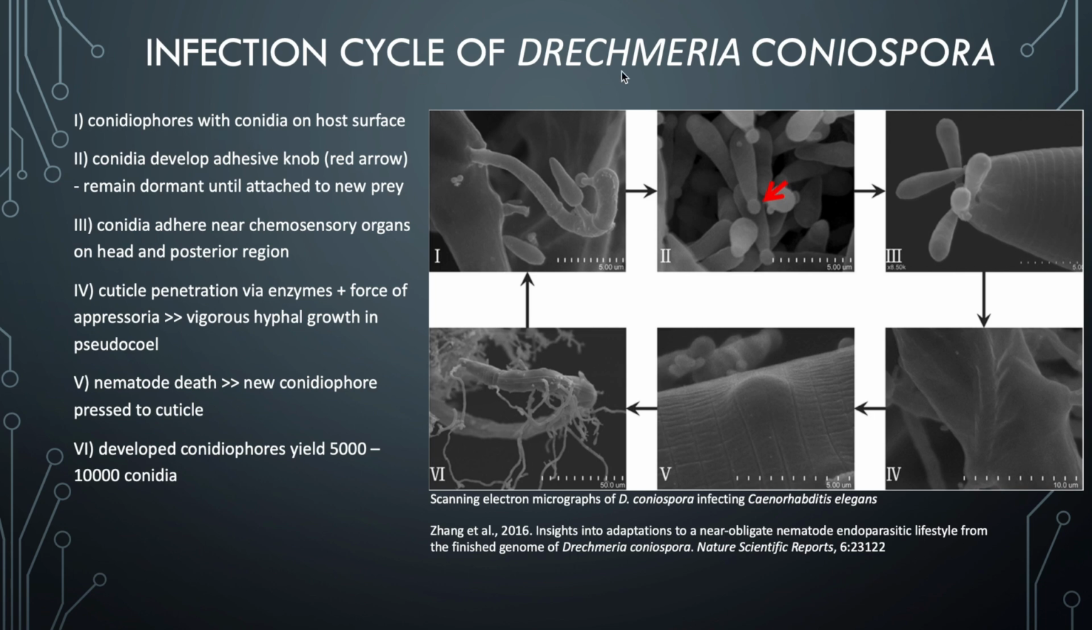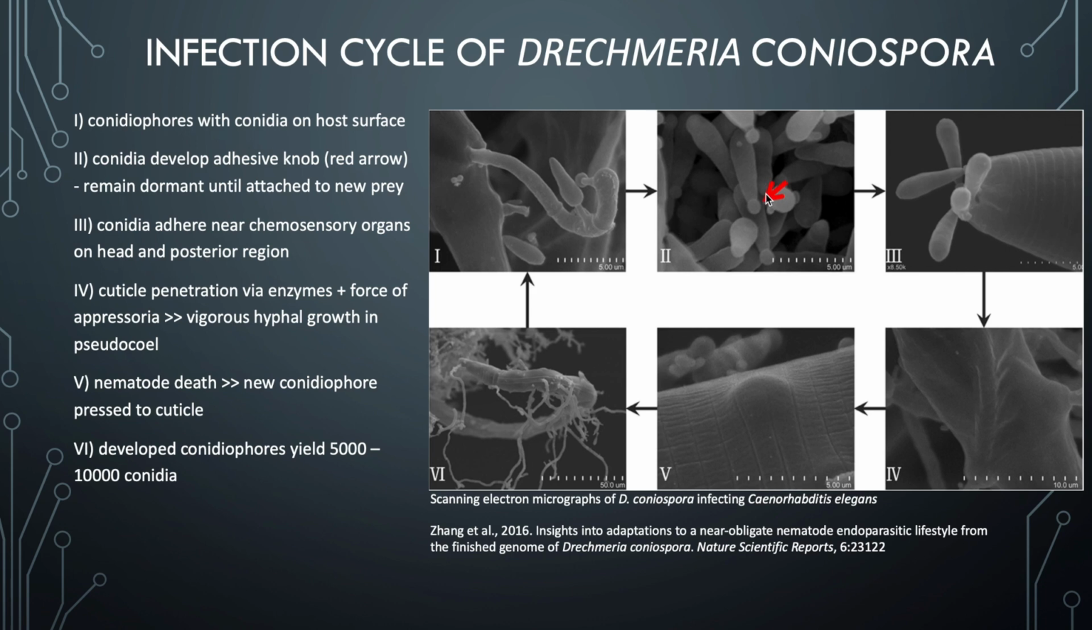So this is the infection cycle of Drechmeria coniospora. And the way it begins is that the conidiophores, these are the structures on which the conidia or the asexual spores are formed, which have been developing on the inside of an infected nematode, come out through the nematode surface and form these spores.